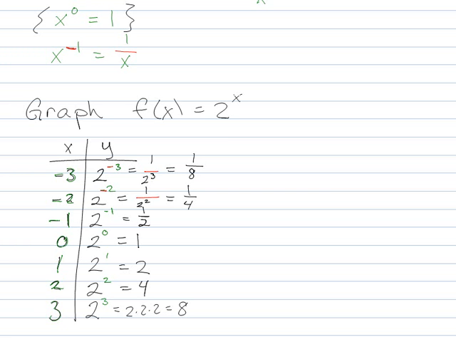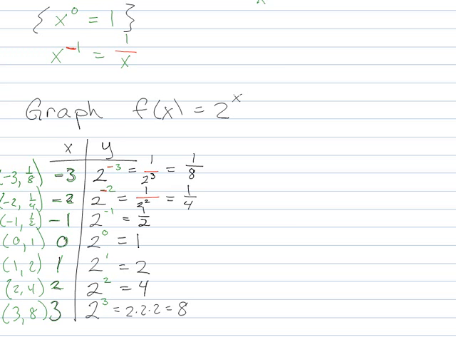So basically, we've got points at -3, 1/8; -2, 1/4; -1, 1/2; 0, 1; 1, 2; 2, 4; and 3, 8.